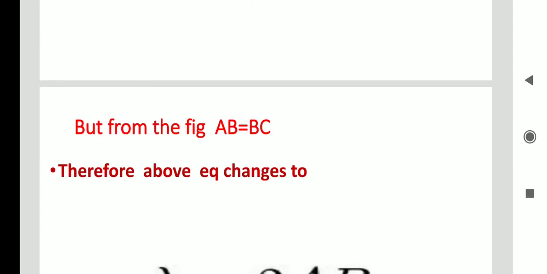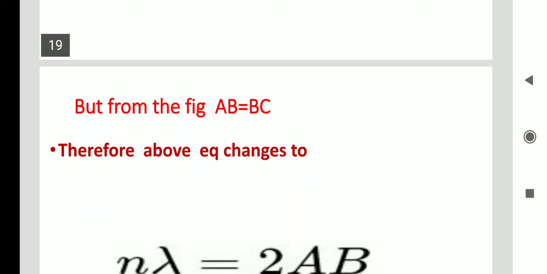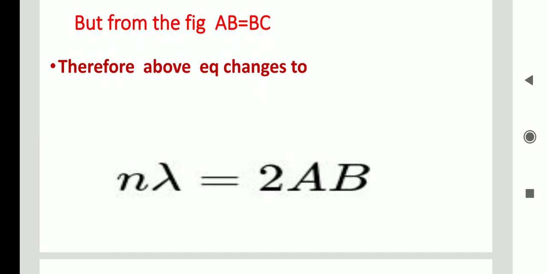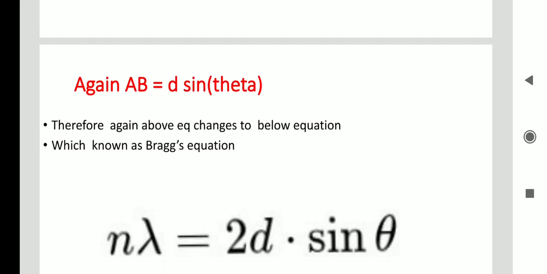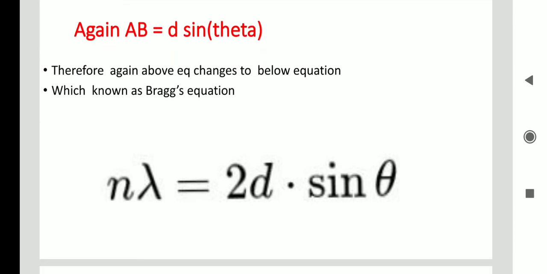But from the same triangle, AB is equal to BC, because the incident ray is equal to the reflected ray. So AB equal to BC. Therefore n lambda equal to AB plus BC, that is AB plus AB, that is 2AB. Therefore the above equation changes to n lambda equal to 2AB. But AB equal to d sine theta. Then n lambda equal to d sine theta plus d sine theta, which is equal to 2d sine theta. N lambda equal to 2d sine theta.